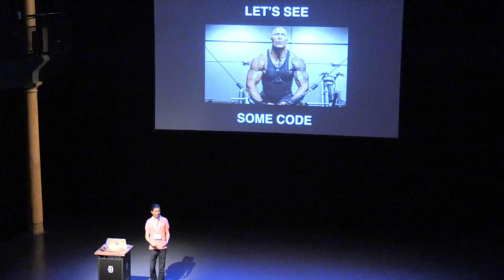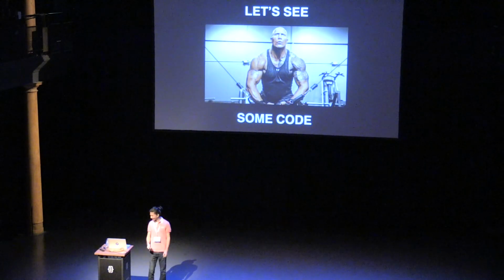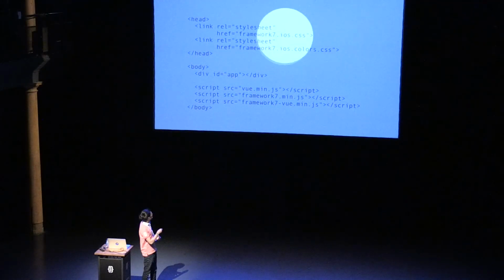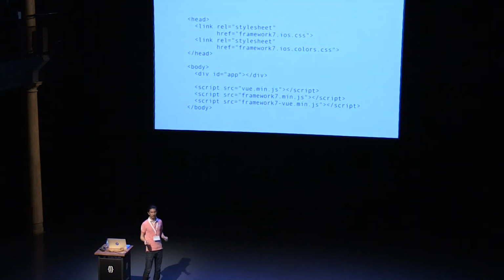All right, so enough blah blah, more code. Now this is a very, very simple example. It's also entirely static, so there is no Webpack or anything involved in this, just for demo purposes. And as you can see, what you need is the style sheets for iOS or material design. So if you want to use material instead, all you have to do is just replace iOS with material, and that's it.